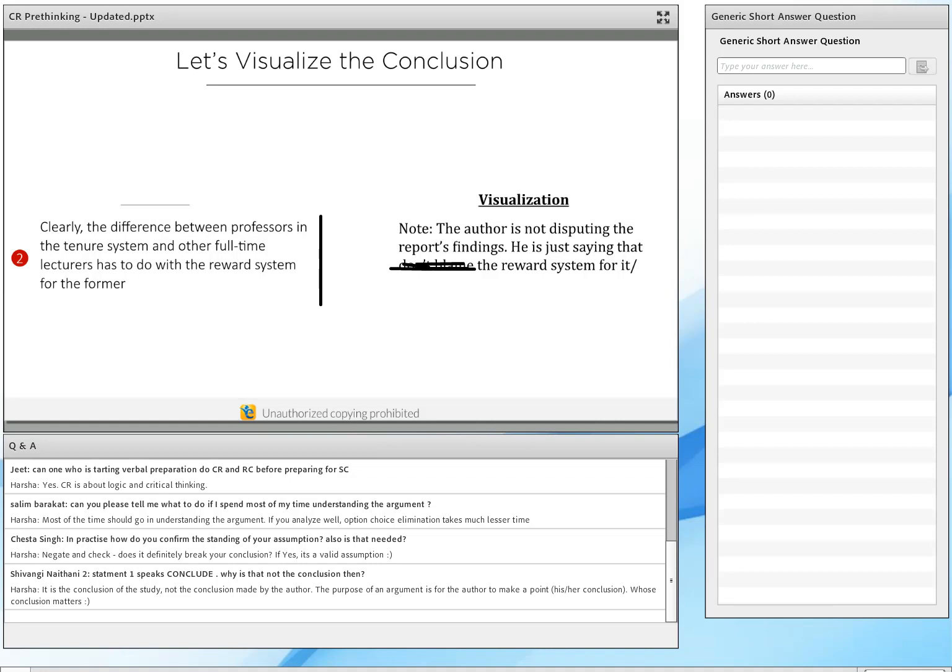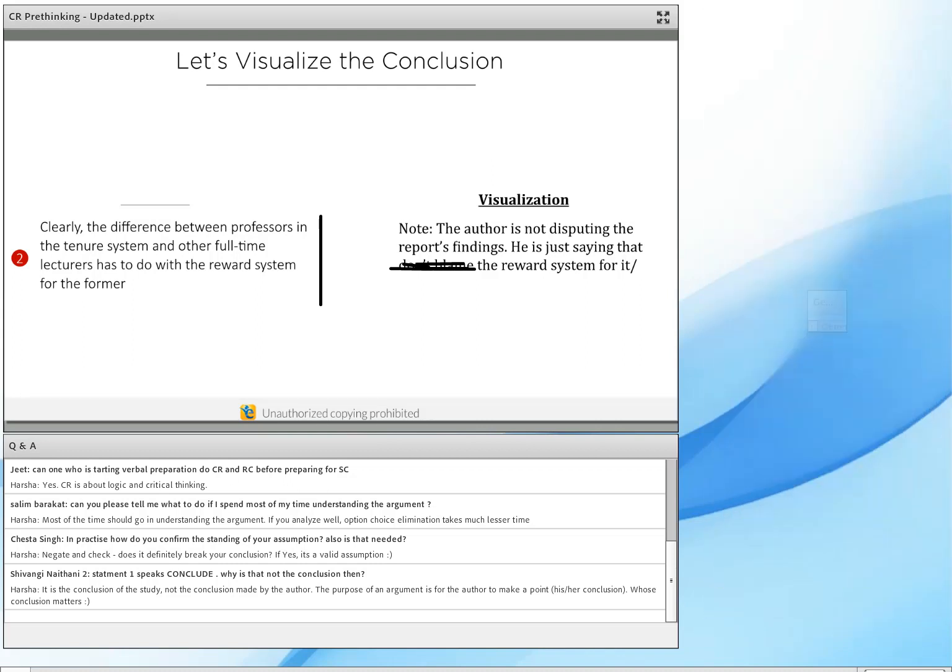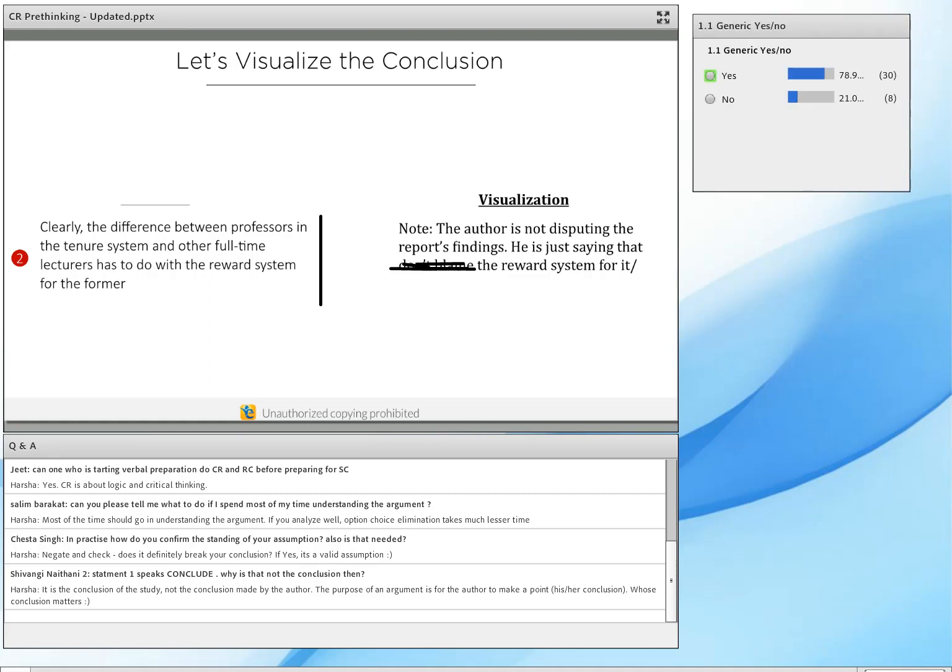How many of you, when you read the argument, visualized the statement that the author is blaming that reward system for the findings? He's saying the difference in learning exists because of the reward system. I'm going to put in a yes, no poll over here because I want more answers, because it gives me a good statistical view. How many of you spent some time to visualize this? This is where it starts to get a bit interesting. When you see those numbers, half of you couldn't get to the conclusion, and about 25 to 30% of you couldn't visualize even if you got to the conclusion.